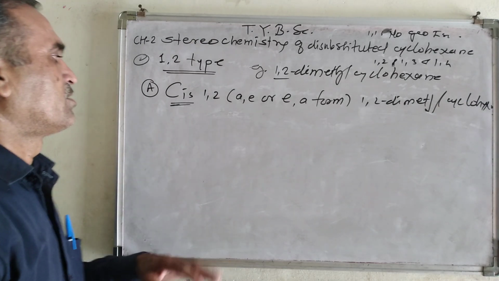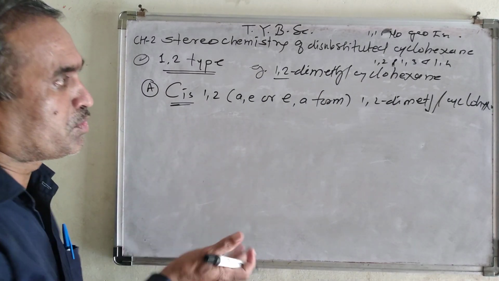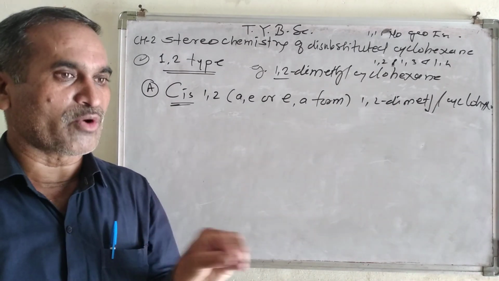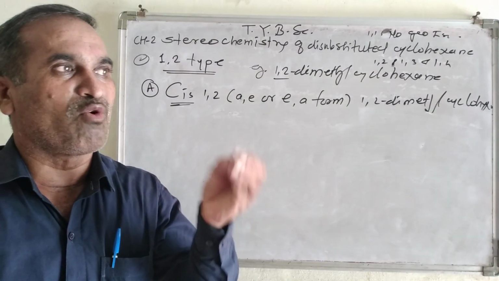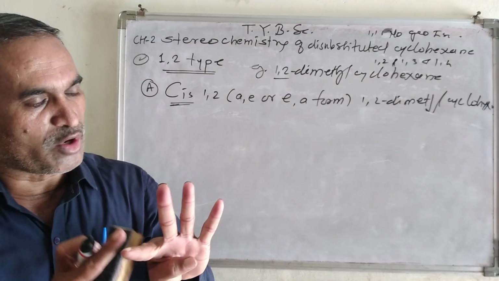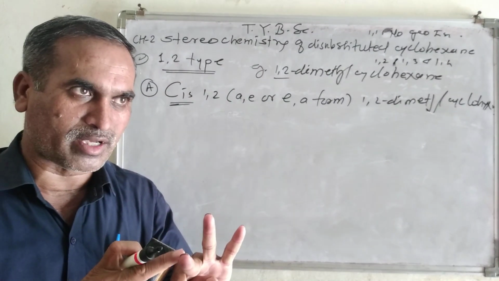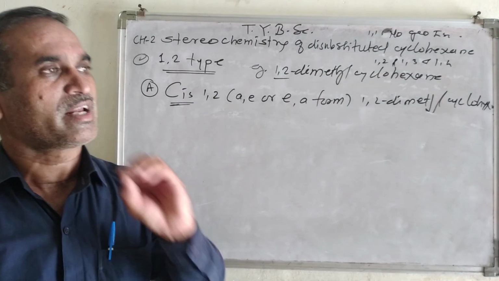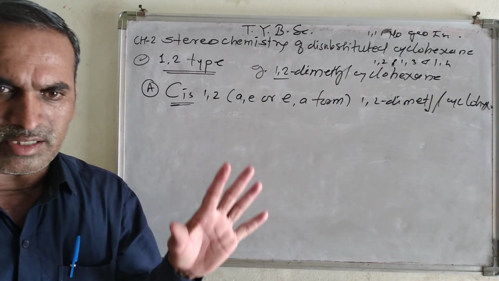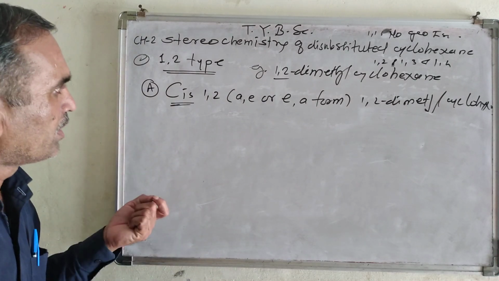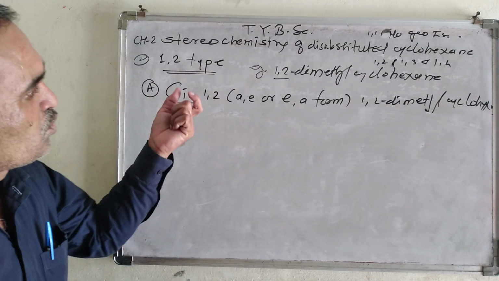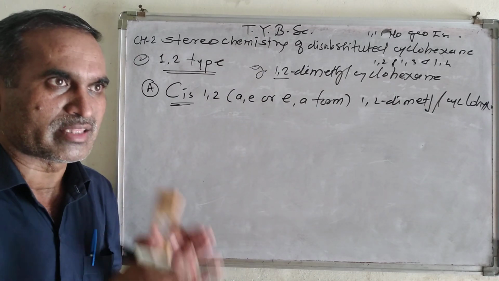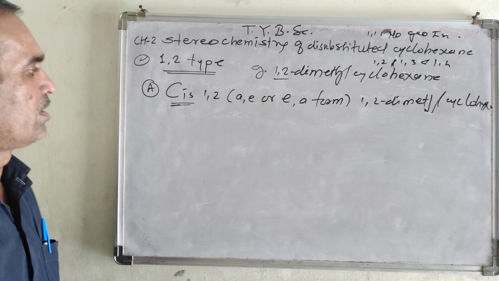Understood this? Cis. Now I am trying to explain the remaining points, because this stereochemistry mainly involves 4 points. One is geometrical isomerism, second is optical isomerism, third is conformational isomerism, and fourth is relative stability. That's it, nothing else. And even here, cis 1,2 AE or EA form, that 1,2 dimethyl cyclohexane derivative I have considered here.